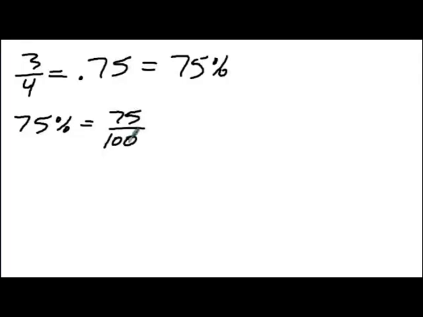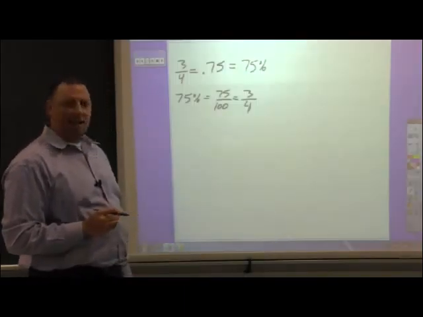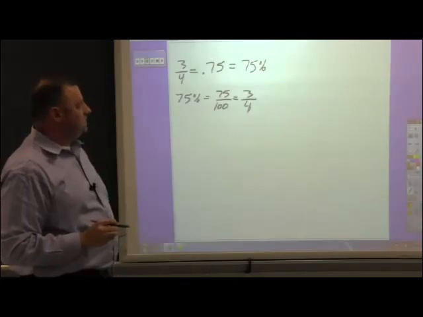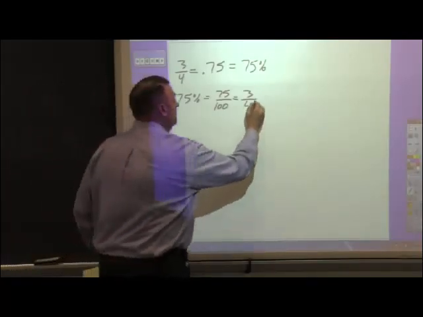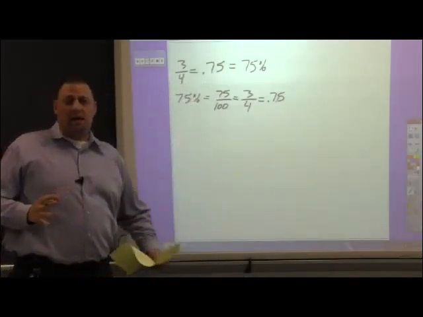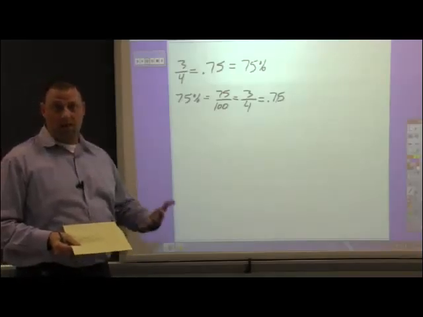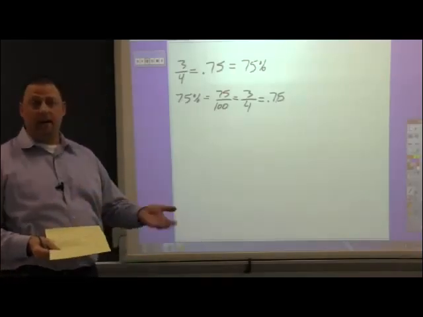75 over 100. And if you know us math people, we like to reduce things, and I can think of a number that goes in the top part. 25 goes in 75 3 times. 25 goes in 100 4 times. 3/4. Let's see, that's a common fraction. 0.75. So I just wanted to give you an idea of how ratios and percents work together and how you can write one in terms of the other very easily.